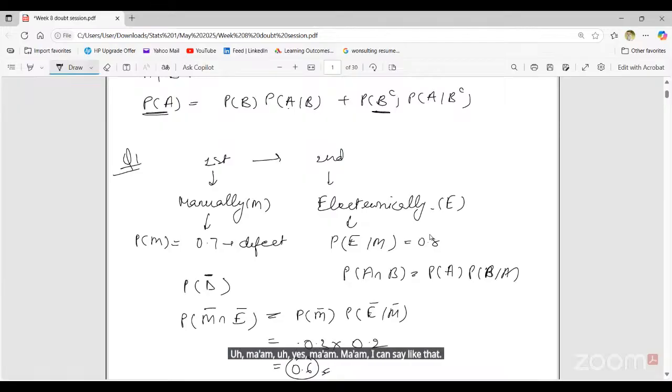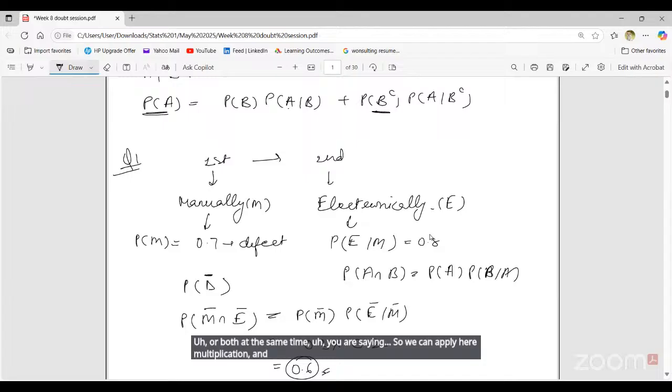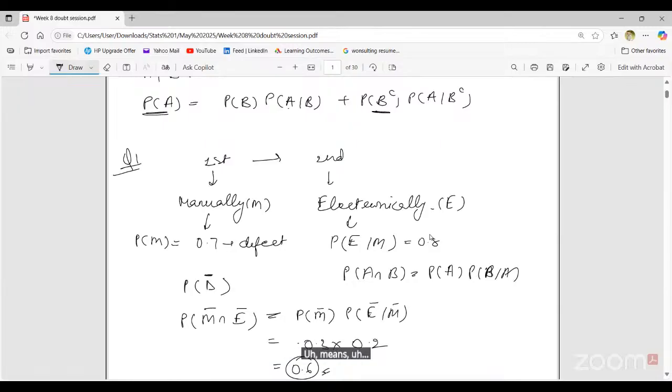If both the events are occurring consecutively, or both at the same time, you are saying, so we can apply multiplication here. But the two events are not independent of each other, like Deshu and Rohan. This means dependent, right? After checking manually only, they are doing the electronic check, no? So it's dependent, not independent.